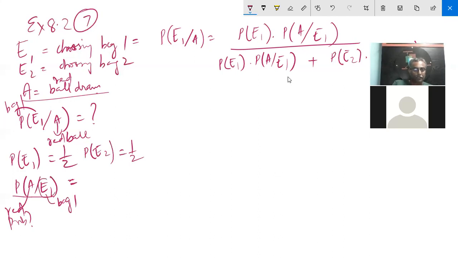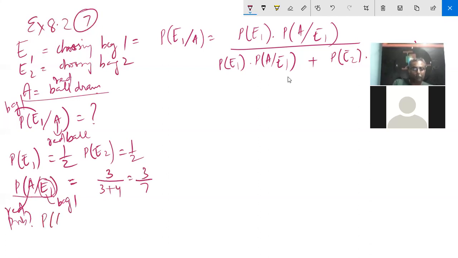Having put your hand inside bag E1, what is the probability that you will draw a red ball? That is only P of A by E1. So how do you find that out? Bag 1 contains 3 red balls and 4 black balls. That means 3 plus 4, so 3 by 7. This is probability A given E1, 3 by 7.